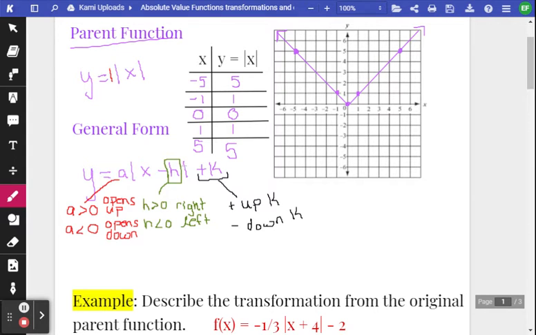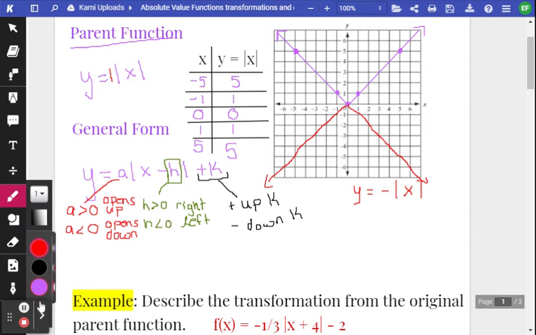If it was a -1, so if we were going to graph y equals negative absolute value of x, that's the reflection that we're talking about. That -1 is less than 0, so our function would open down, and we would get something that, if it was a straight line, would look like that. So it's just that reflection across the x-axis.